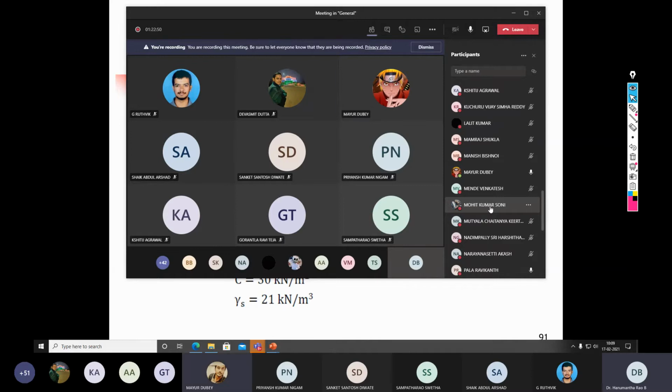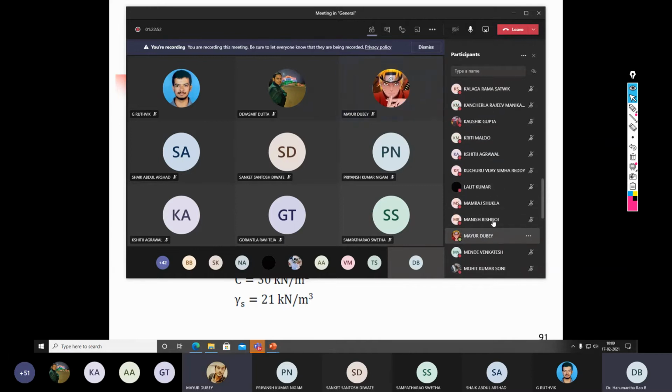Manish Bisnoy. Lalit Kumar. Vijay Simha Reddy.